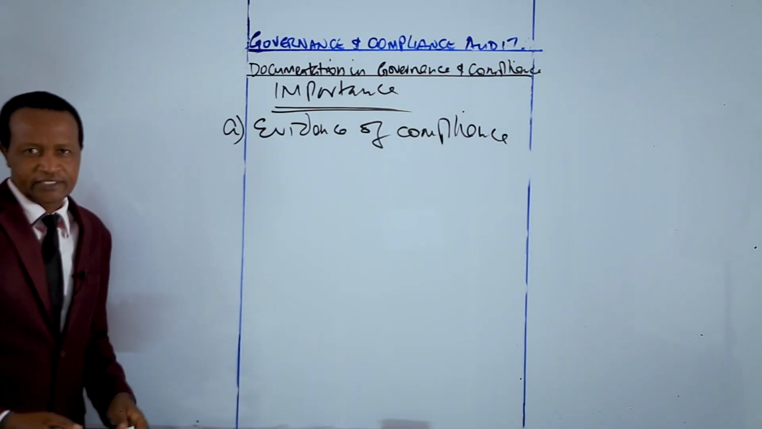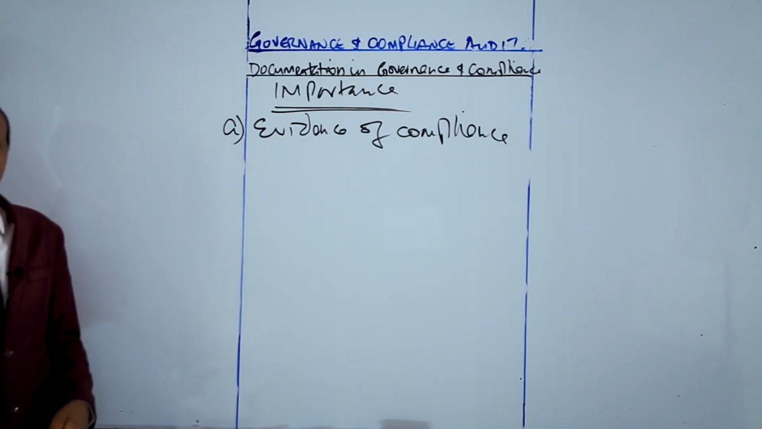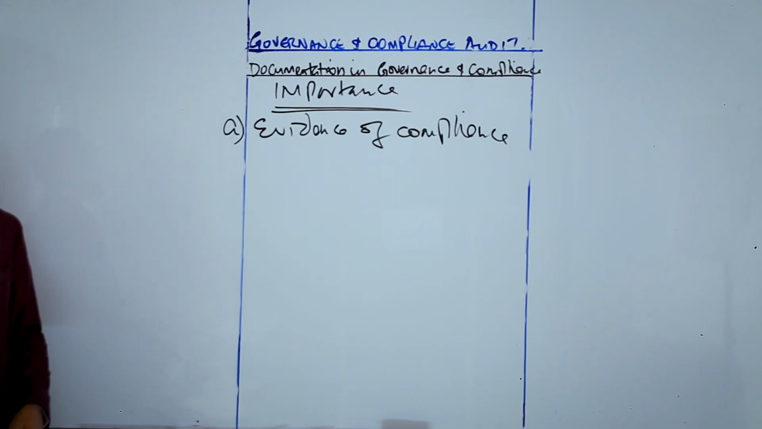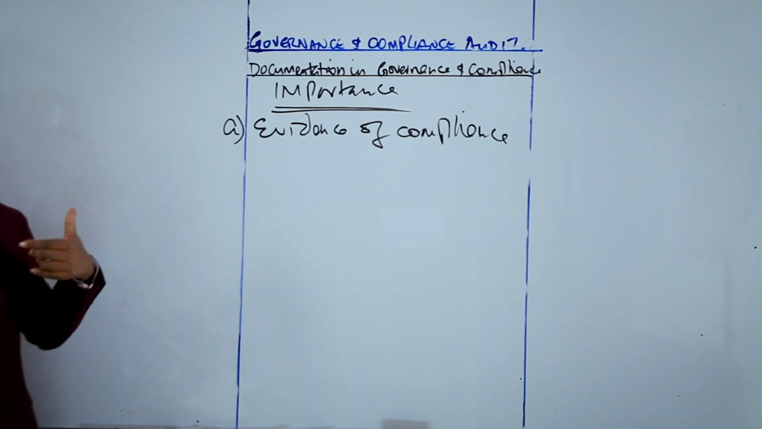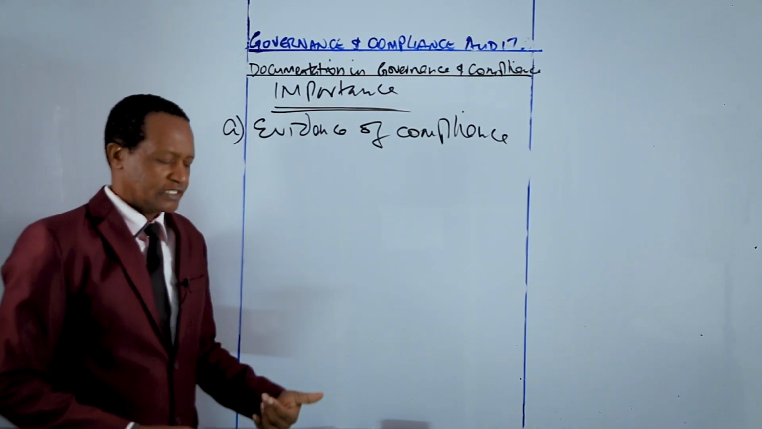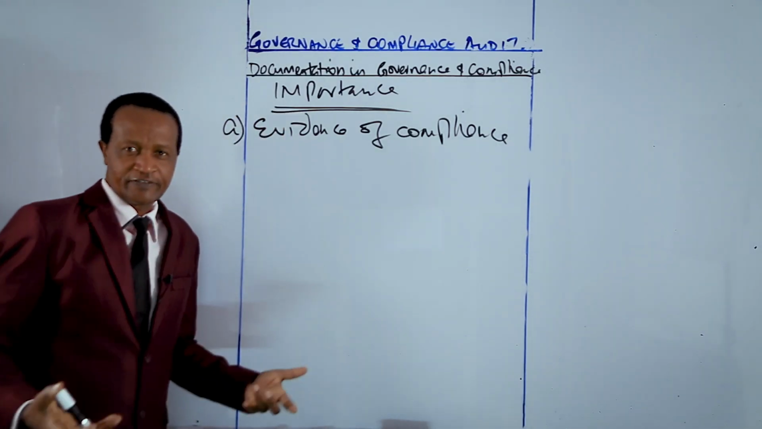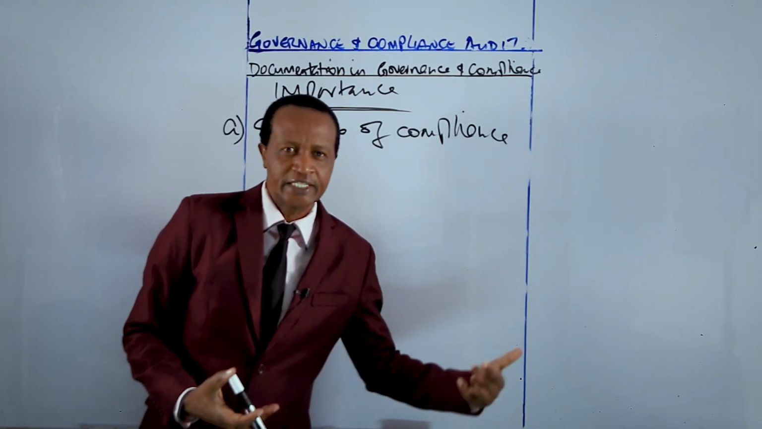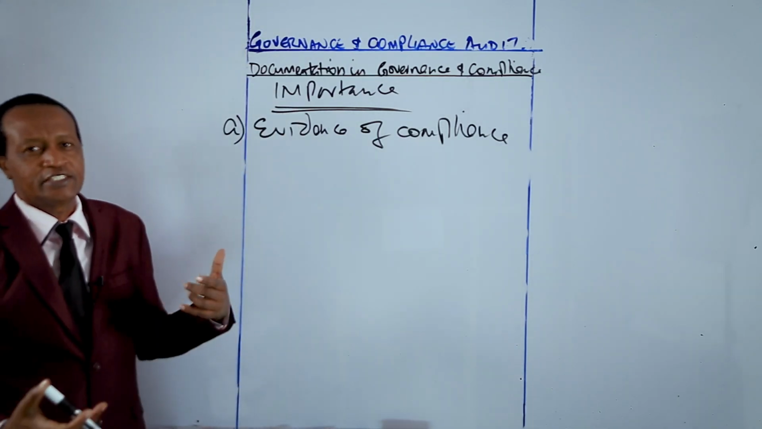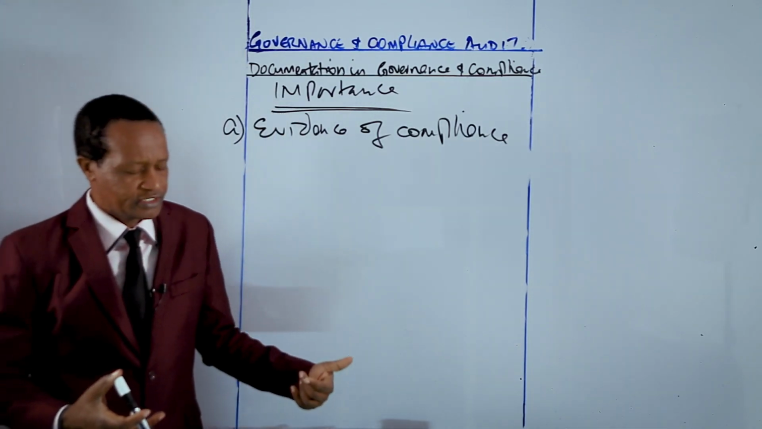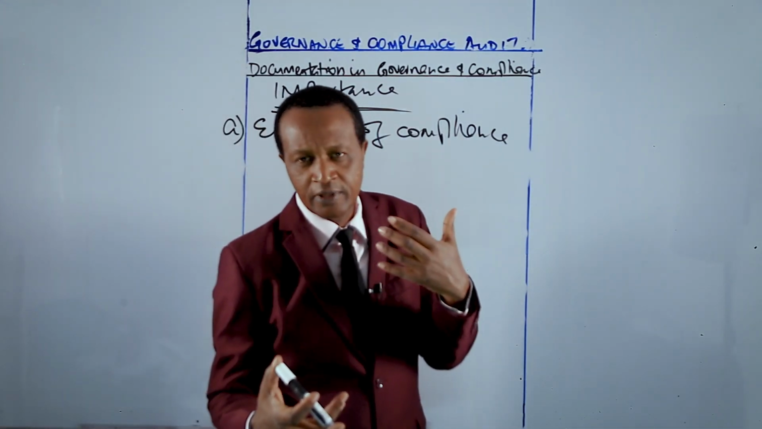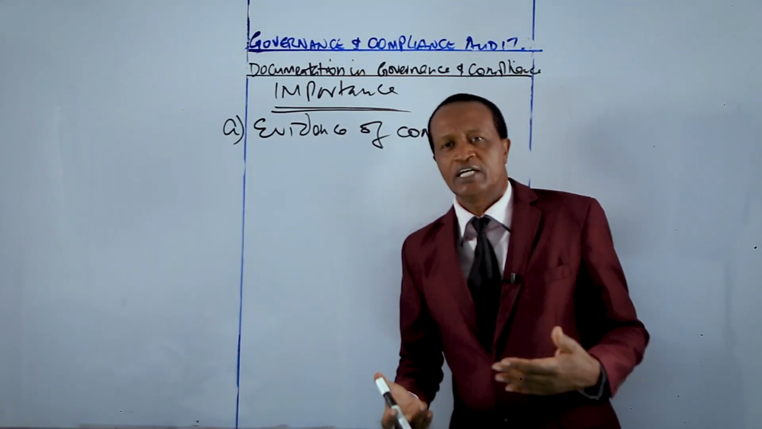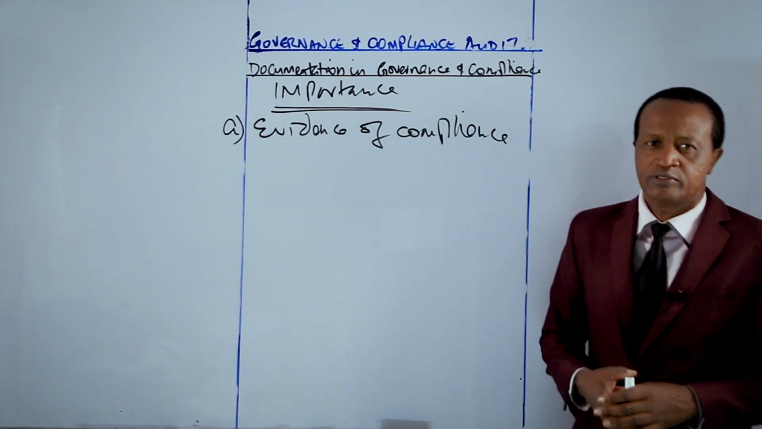Evidence of compliance. Documentation serves as tangible proof that an organization has implemented the necessary controls and safeguards to meet legal, regulatory, and industry standards. And this is very crucial for avoiding fines, for avoiding legal penalties, and also reputational damage.